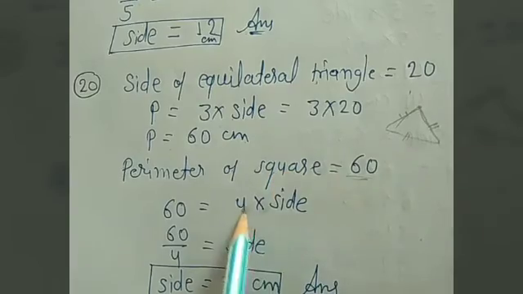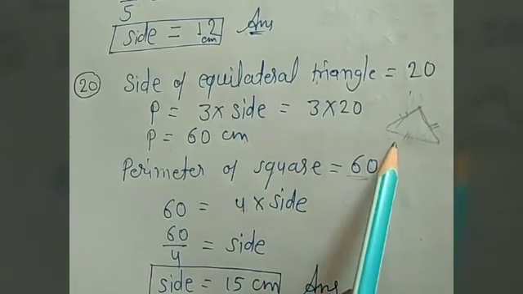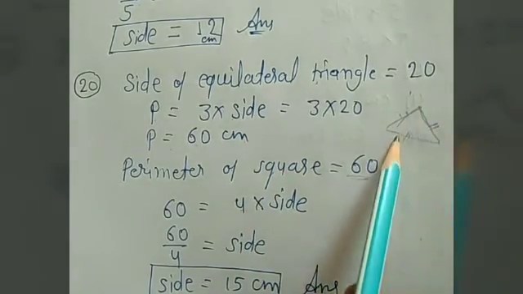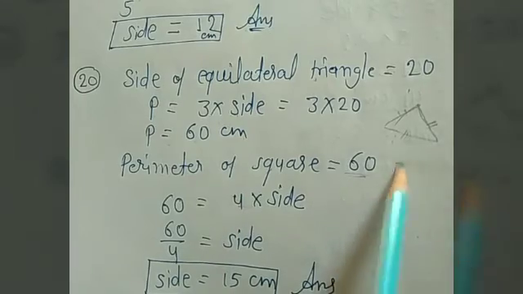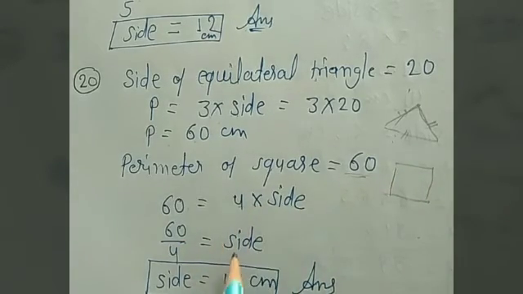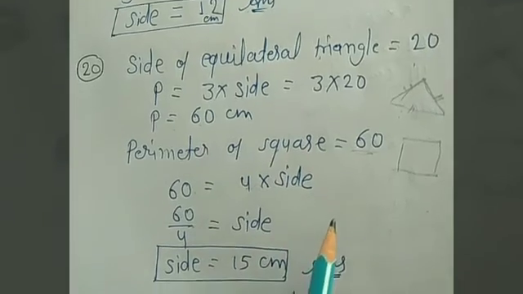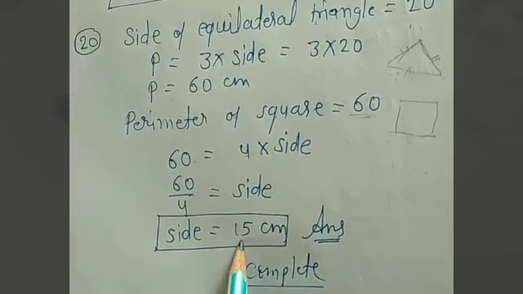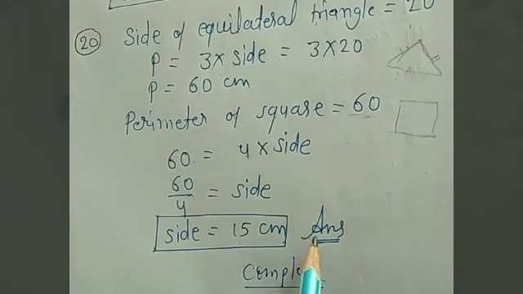So square is 4 into side. All sides are equal. In the equilateral triangle, all 3 sides are equal, so 3 into side. In a square, all 4 sides are equal, so 4 into side. Then 60 equals 4 into side. 4 will go to the division, then side equals 15 centimeter. This is the answer of question number 20.